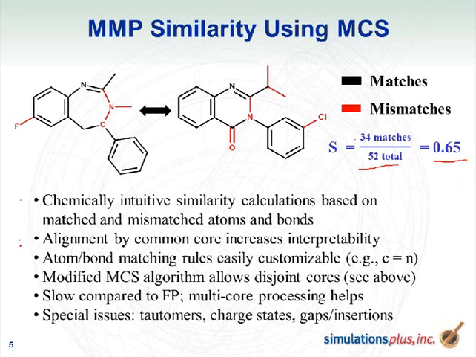We align the cores to increase the interpretability, and I'll show a brief example of that on the next slide. You can also modify the rules. So you could say maybe an aromatic carbon is equivalent to an aromatic nitrogen. We've modified the maximum common substructure to allow disjoint cores. So, for example, maybe this gets into the sites of different areas of molecules that are changed between the two pairs. And by allowing disjointed cores, we can perform similarity searches on a little bit dissimilar compounds, and I'll show examples of that in the very last section.